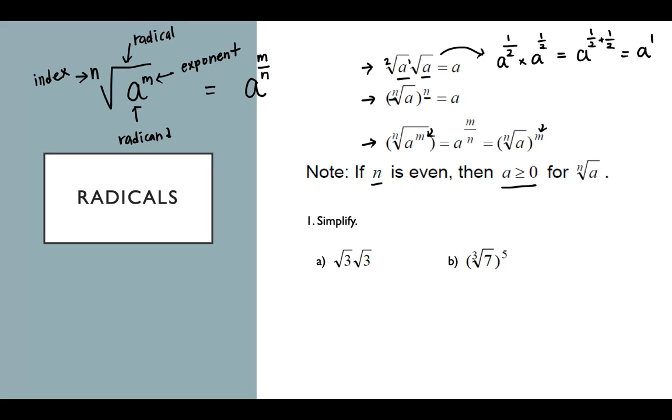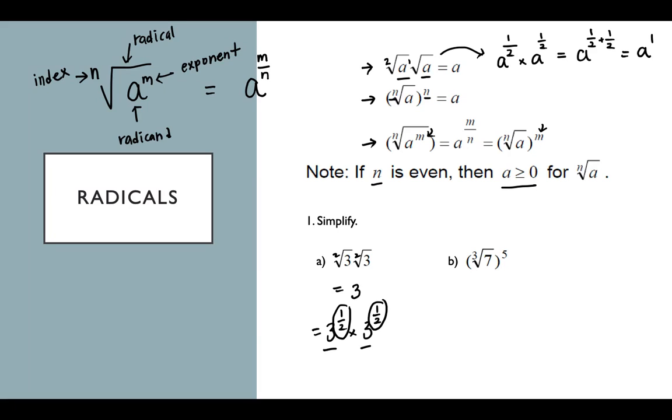Okay, so let's start with number 1, simplify. So it's a square root sign. Okay, so there's an invisible 2, and you have the same base, so that means it's going to be 3. Again, the reason behind it is the exponent form will be 3 to the 1 over 2 times 3 to the 1 over 2, and you add the exponents when you're multiplying the same base.